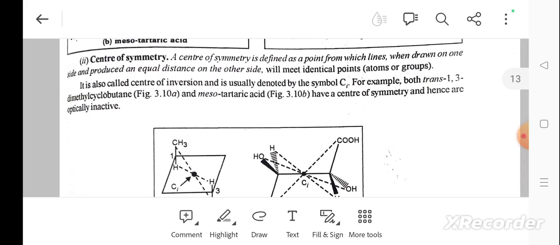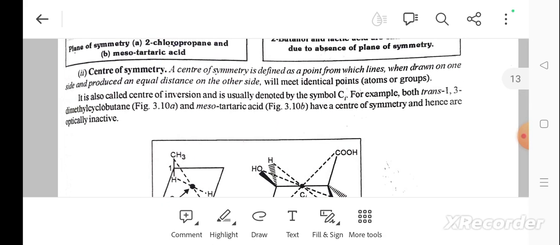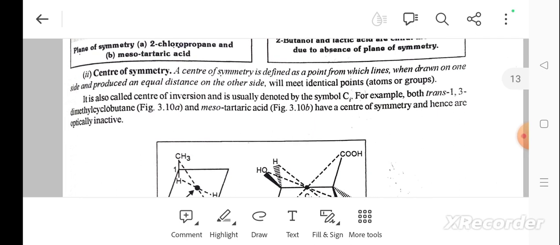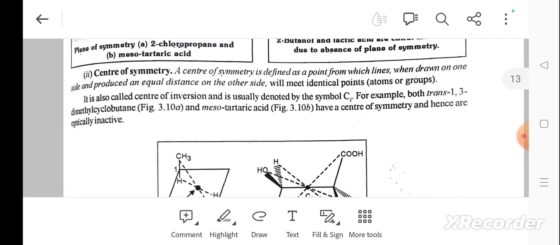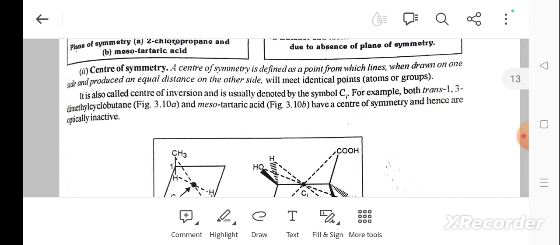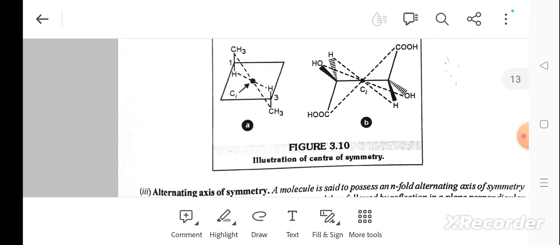Second, center of symmetry. A center of symmetry is defined as a point from which lines, when drawn on one side and produced an equal distance on the other side, will meet an identical point. It is also called the center of inversion and is usually denoted by the symbol i. For example, both trans-1,3-dimethylcyclobutane and meso-tartaric acid have a center of symmetry, hence are optically inactive.